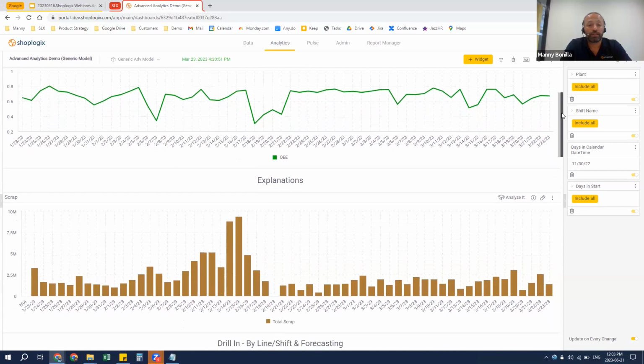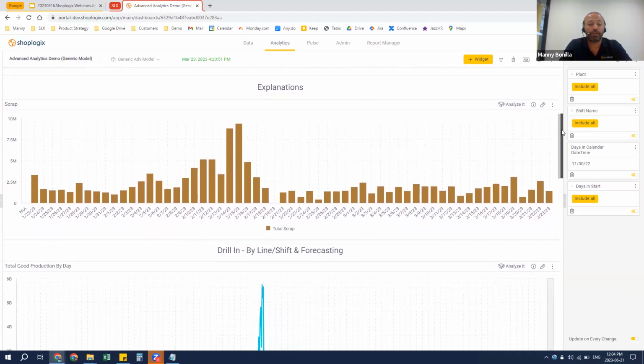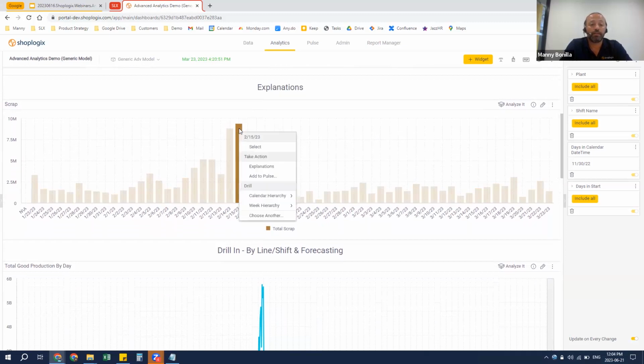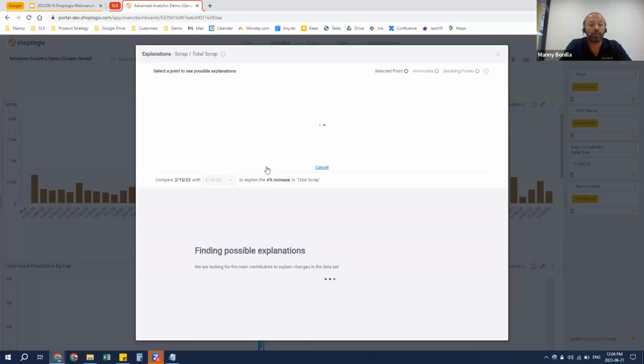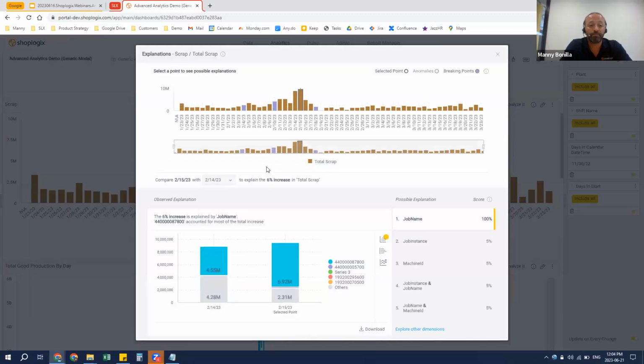So I'll go to the next example of how our advanced analytics can help our customers, and this one's called explanations. If you're looking at a timeline like this, and this is total scrap across an entire plant, the first thing that I'm drawn to is this spike in scrap in the middle of February. So if I was to go on to here and say, can you explain what's going on in this bar chart?